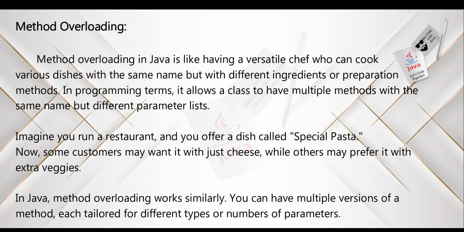Imagine you run a restaurant, and you offer a dish called special pasta. Now, some customers may want it with just cheese, while others may prefer it with extra veggies. In Java, method overloading works similarly. You can have multiple versions of a method, each tailored for different types or numbers of parameters.